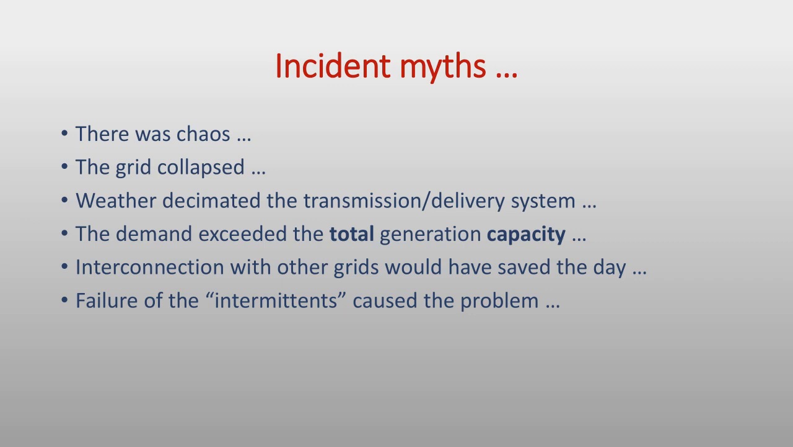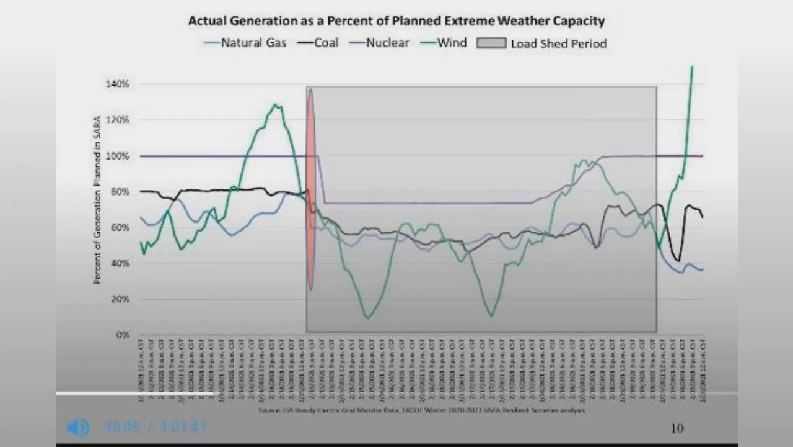The demand exceeded the total generation capacity. No. Even without the intermittents added in, there's 107,000 or more megawatts of generation capacity in the system. Now, that number is a blue sky, wonderful day kind of capacity, but there was more than enough total capacity. There just wasn't enough available capacity. The interconnections with the other states would have saved the day for the state of Texas. No, none of our partners in the other states had any extra electricity to send us. Maybe in some cases it would help, but in this particular case, the interconnects would not have helped us. The failure of the intermittents caused the problem. That was a big early consideration down here, but that's not it either. The intermittents did not help, but they did not cause the problem.